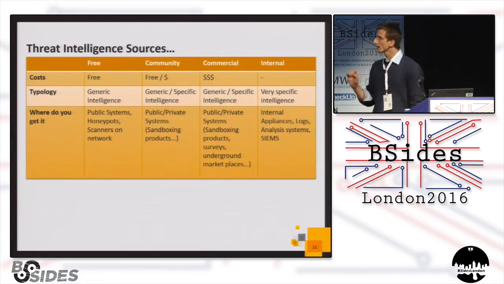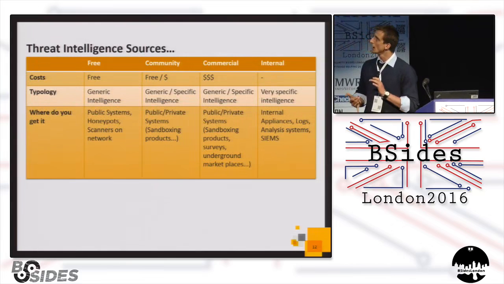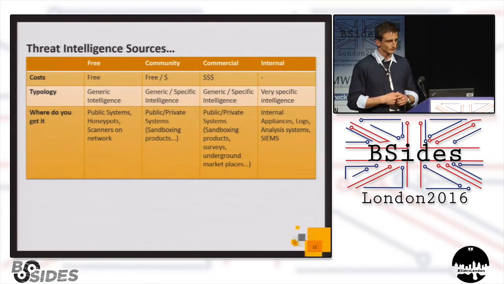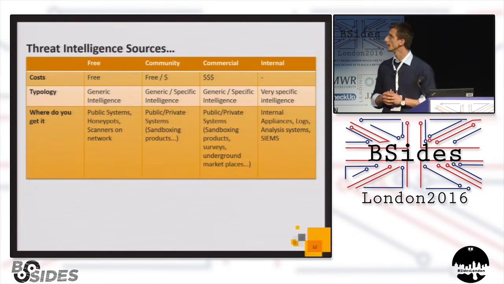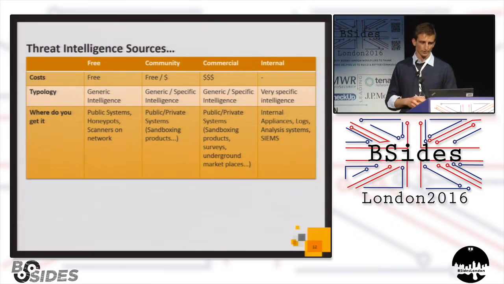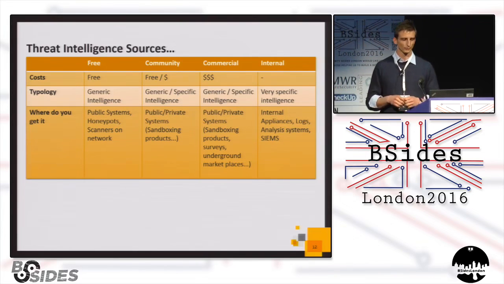So we can grab this information from different sources, like free sources, which are, of course, free. They contain generic information. They come from public systems or honeypots. We have the community systems, which contain generic and some specific intelligence information from, for example, sandboxing products. Sometimes they are free, sometimes you need to pay a little fee to get access to this kind of feeds.